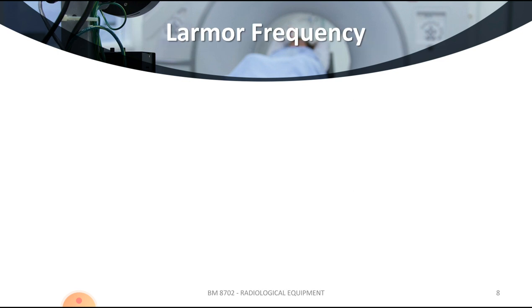Next thing is Larmor frequency. We talked about how the nucleus has a spin, magnetic moment, and then precession. And the frequency is very important. We are talking about spinning, right? So the rotation should have some particular frequency. That frequency determines the tissue contrast and the imaging in MRI.